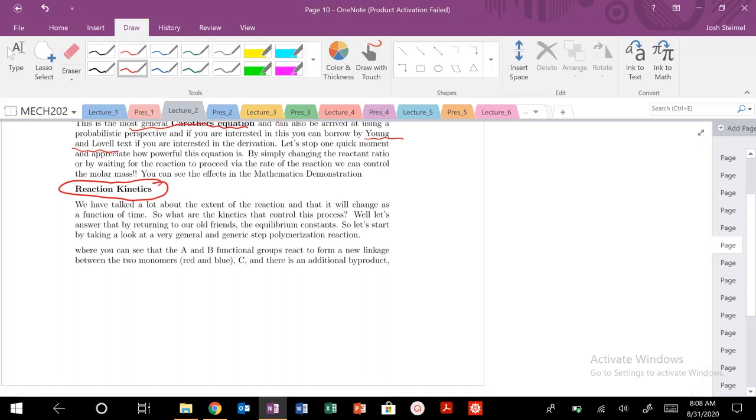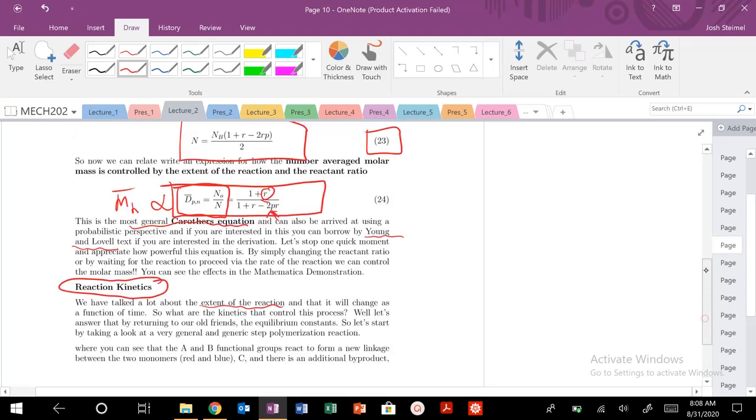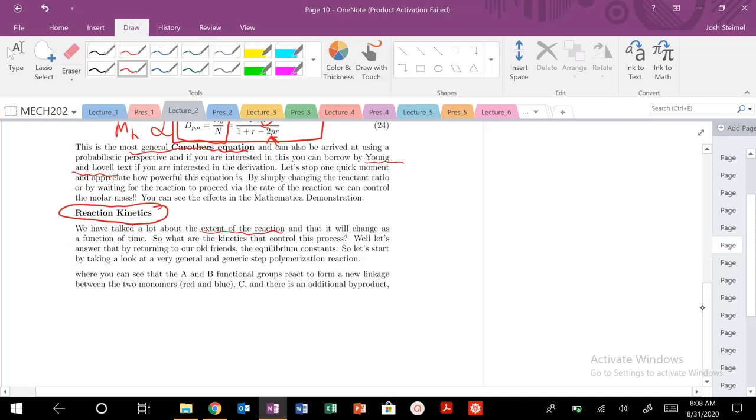But anyways, so we've talked a lot about extent of reaction. We know our Carothers equation, which is just right above here. So we've talked about extent of reaction, P, how that changes as a function of time. It also varies as a function of temperature, lots of other different parameters here. But we need to understand the kinetics that control this process. So we need to look at equilibrium constants, K_eq. So hopefully you remember what was going on there.